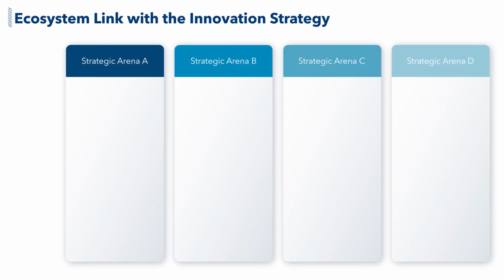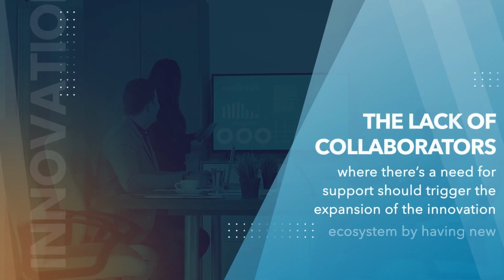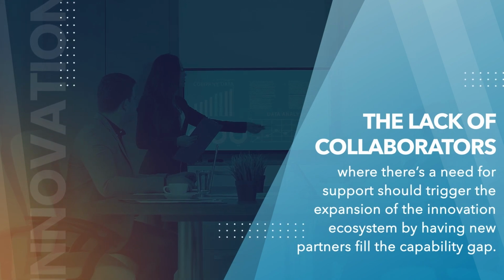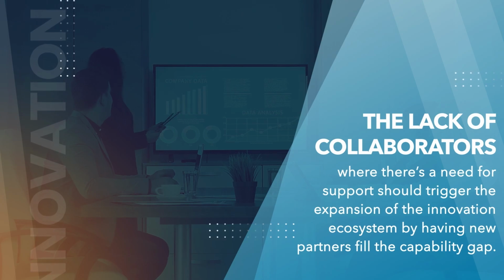Here's how it proceeds. First, assess each strategic arena to see if support would be required for a specific matter, such as technology, precise capability, etc. If there is a need, identify with whom the organization should focus its collaboration efforts. The lack of collaborators where there's a need for support should trigger the expansion of the innovation ecosystem by having new partners fill the capability gap.